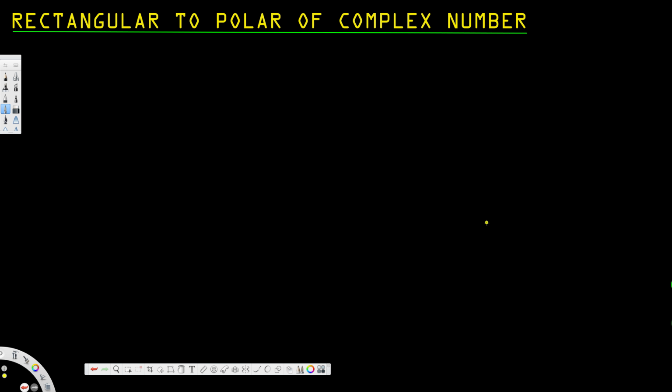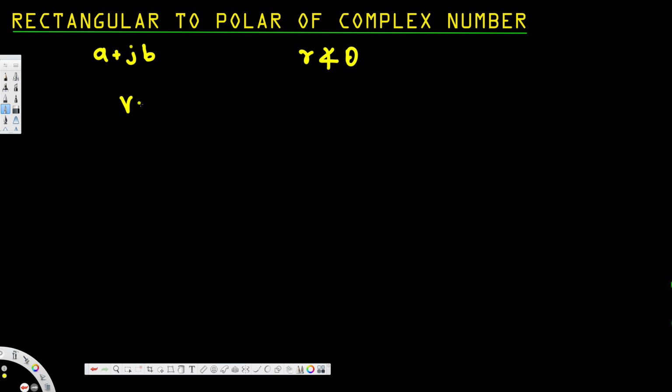Hey guys, in this video we are going to see how to convert a complex number from rectangular form to polar form. In rectangular form the complex number looks like this, a plus jb, and if we convert this into polar form, that's going to look something like this, r and the angle theta. Okay, now let's look at an example.